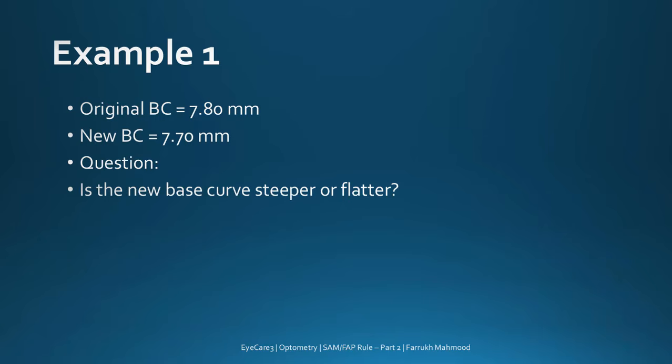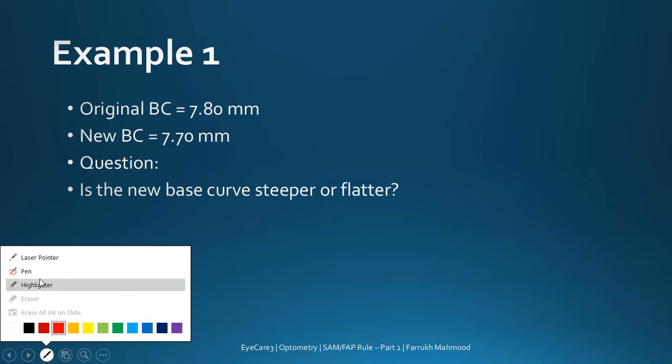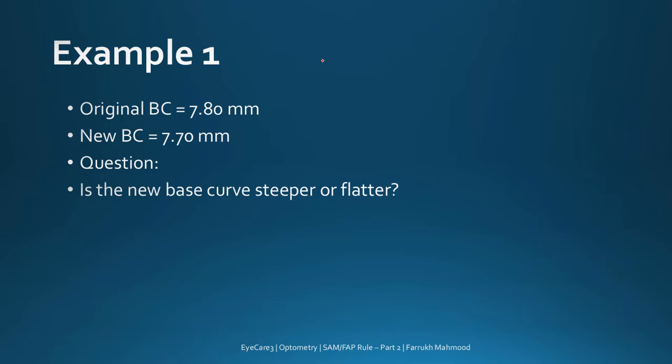Now we want to know how this change in base curve affects the power of contact lens. So the question in your mind should be, is the new base curve steeper or flatter? You must remember that lesser the value in millimeters, steeper is the base curve of the lens, and greater the value in millimeter, flatter will be the base curve of contact lens. If you remember this rule, you can solve these questions very easily.